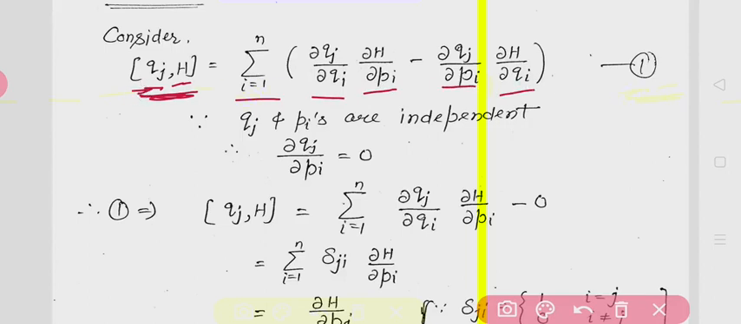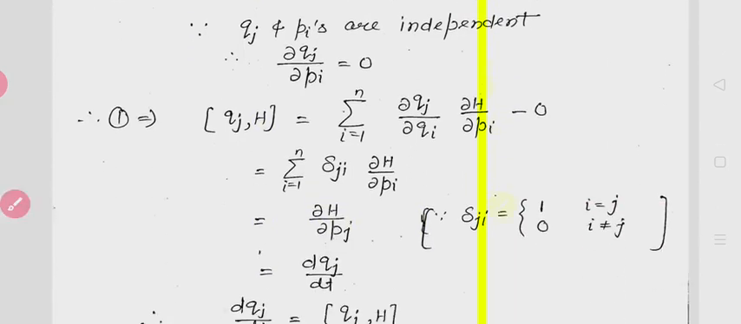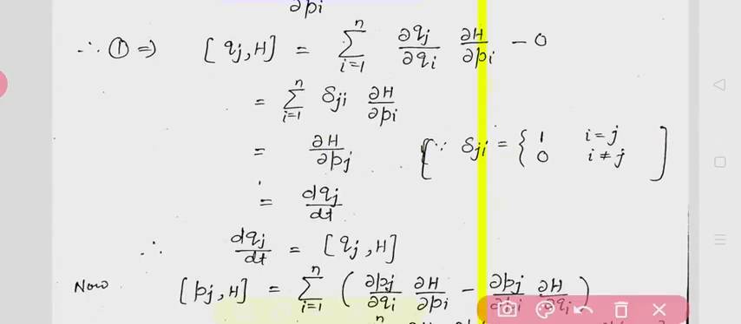But we know that all the qi and pi are independent. So if you are finding the derivative of qj with respect to pi, that is 0. If this is 0, that means that part is removed. If that part is removed, we are left with only this one. Poisson bracket of qj, h will be equal to summation of curl qj by curl qi into curl h over curl pi.